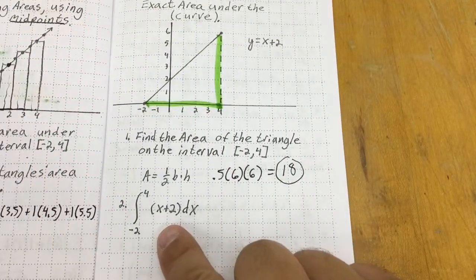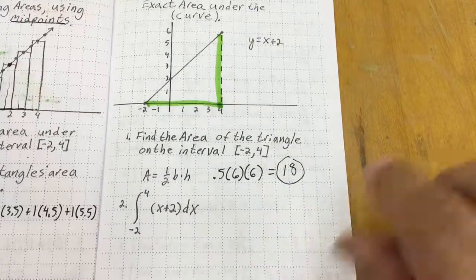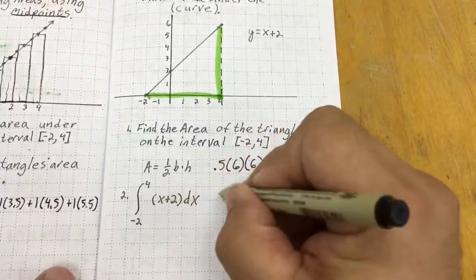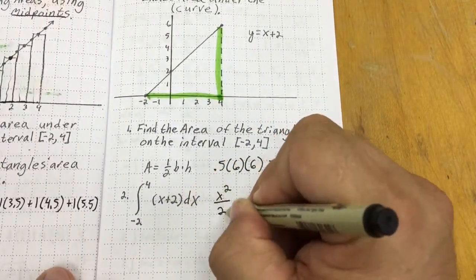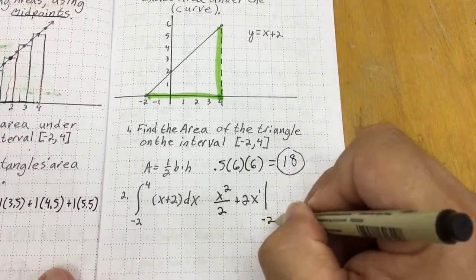Now I'm going to use the integral. Notice, if I have the integral process, I don't even need a graph. I can just find the area by using the calculus. So the antiderivative of x plus 2 is going to give me x squared over 2. Don't forget you have to divide by that exponent. Plus 2x. I'm dividing by that exponent, but it's over 1. On the closed interval of -2 to 4.